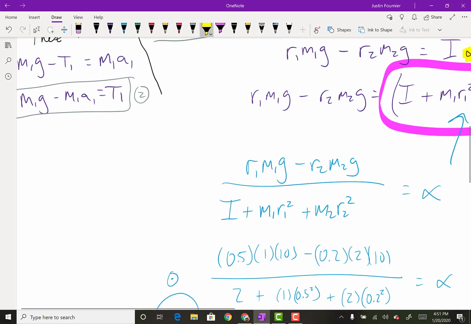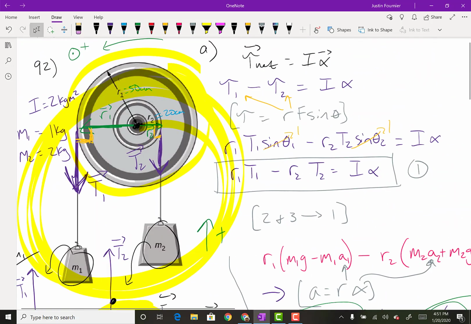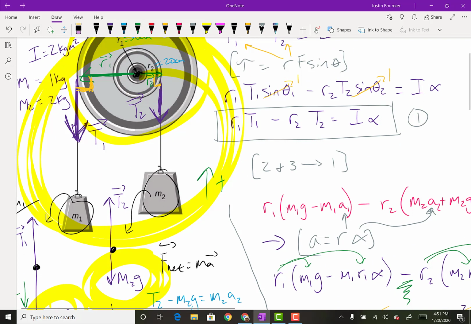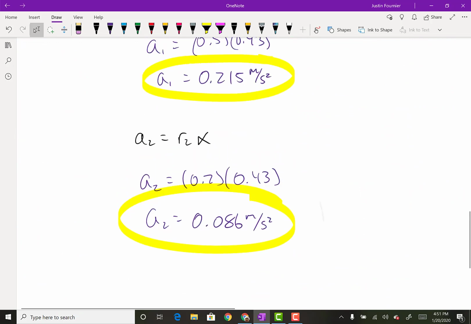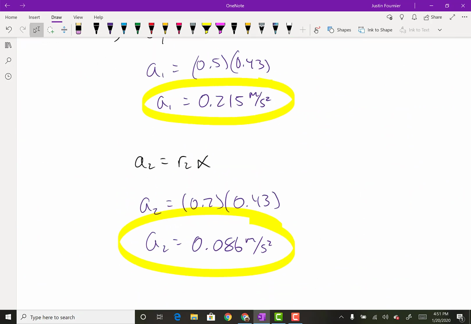Although, it's going in the negative direction though, right? Let's see, the linear acceleration is going in the positive direction here. Oh, no, it's not. Nope, it's going in the positive direction. My bad. So that's it. There we go. a2 is 0.086 meters per second squared.